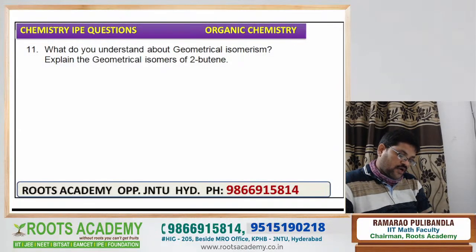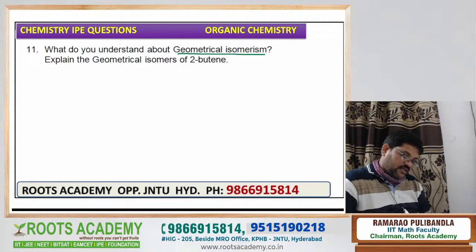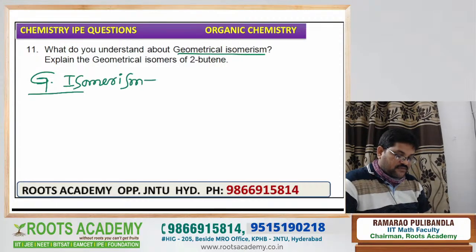So what have you understood about geometrical isomerism? Simple logic. First of all, you write the statement. It is better to write the statement to make more of an impression on the examiner. So geometrical isomerism means what?